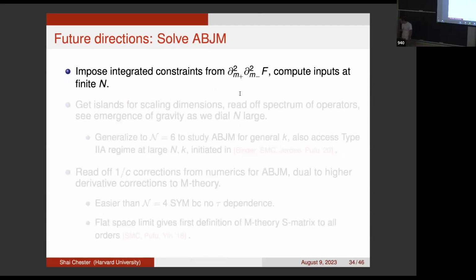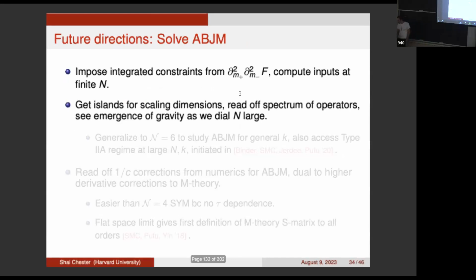Okay, so a future direction in the context of ABJM theory, analogous to n equals 4, we'd like to understand these integrated constraints better, compute them for all values of n in coupling. We haven't even imposed integrated constraints in ABJM yet, so that's something which should be done in the future. And just like in n equals 4, ideally we'd be able to isolate the theory, read off the spectrum, and also see the emergence of gravity as we make n become bigger. This would be in the context of M theory.